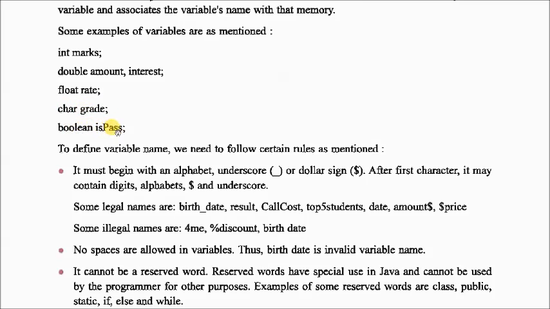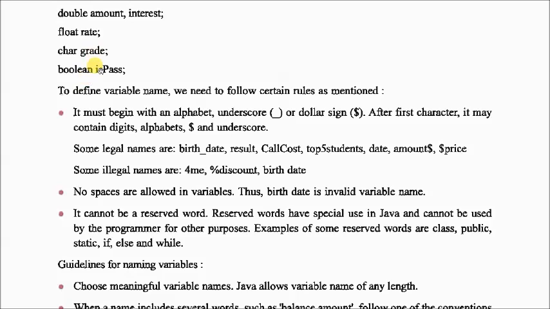Boolean isPass. Here the boolean data type is used for isPass. So here you can write either yes or no, pass or fail. Means at a time one value can be stored.